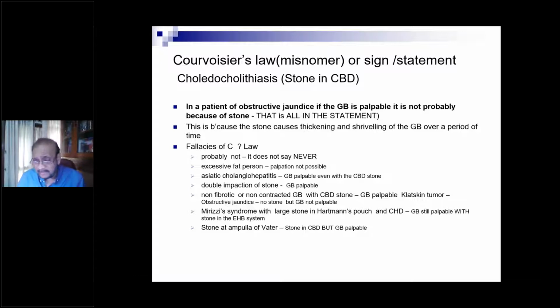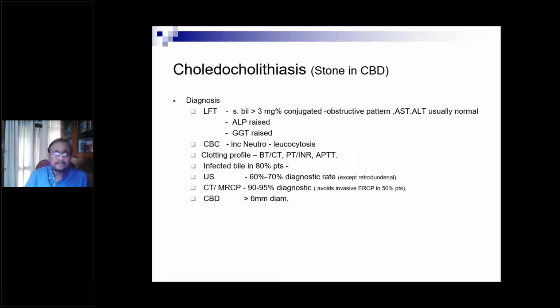Stone at the ampulla of Vater, a stone in the CBD but lodged at the ampulla of Vater with the normal gallbladder. Again, the gallbladder palpable. So these are all some of the fallacies. I won't say the list is complete. There are some of the important fallacies which go against the tenet of the gallbladder, the Courvoisier's statement. I don't call it a law.